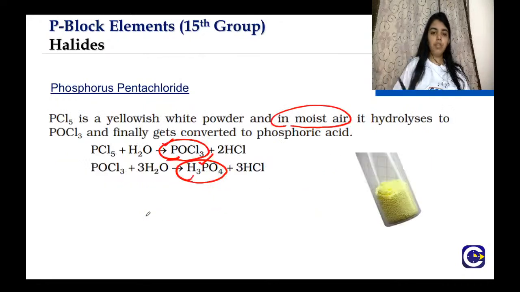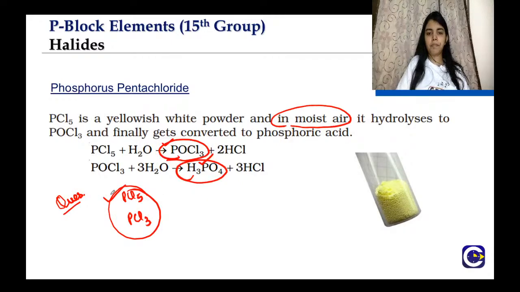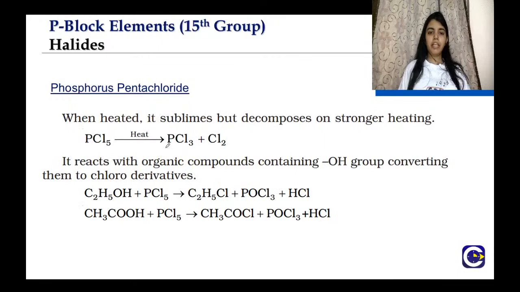The question can arise here: what are the products of hydrolysis of PCl5 and what are the products of hydrolysis of PCl3? So you must remember these two equations. When heated, PCl5 sublimes, but when you strongly heat it, it decomposes into PCl3 plus chlorine, because the pentahalides have lesser thermal stability compared to the trihalides, right?